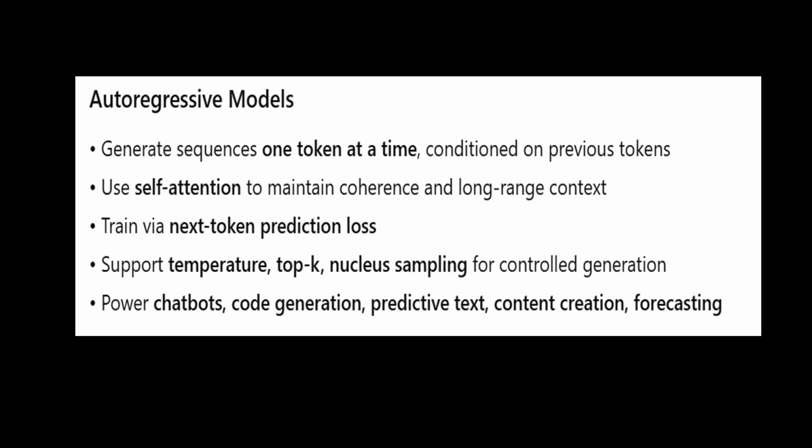So technically, autoregressive models optimize a next token prediction loss, ensuring that they learn grammar, meaning, and long-range dependencies. And they support sampling strategies like temperature, top K, and nucleus sampling for controlled generation.